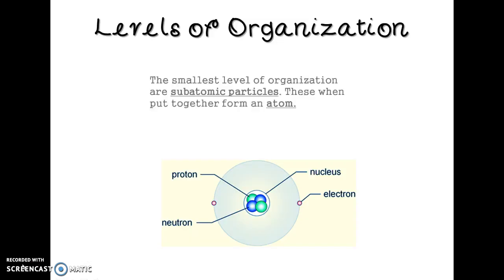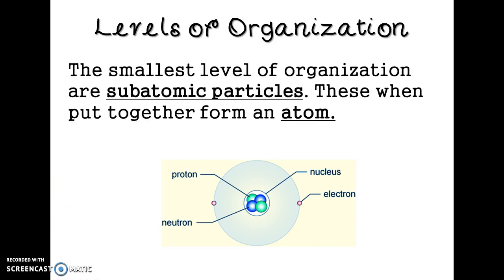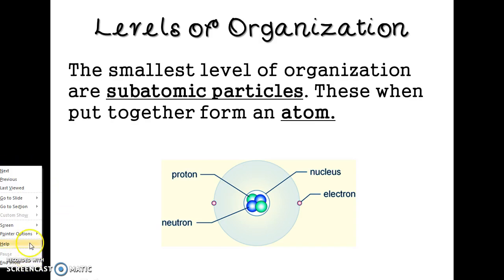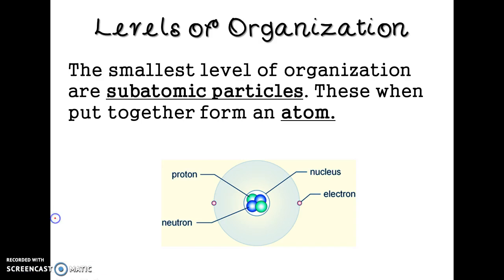We're going to start off by discussing the levels of organization. So the levels of organization begin with the smallest, which are going to be our subatomic particles. So you learned about these, I believe, in 8th grade. Your protons, your neutrons, and your electrons. So these are all the subatomic particles that come together to make up an atom, right?